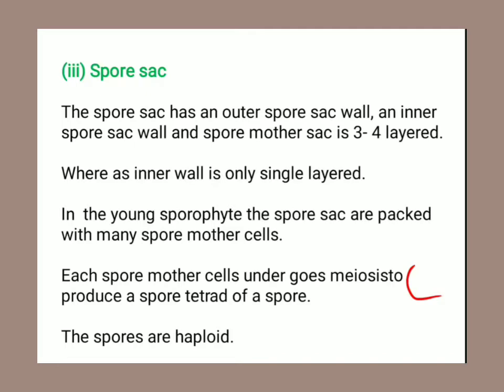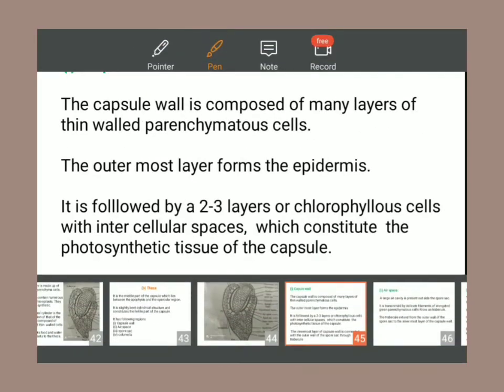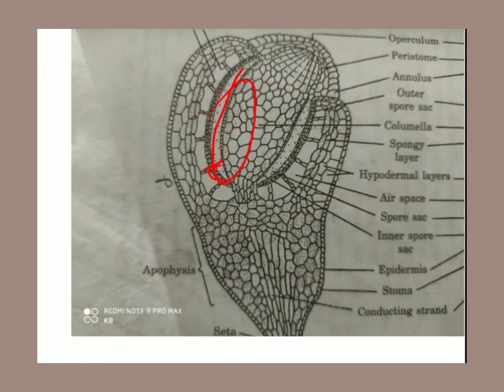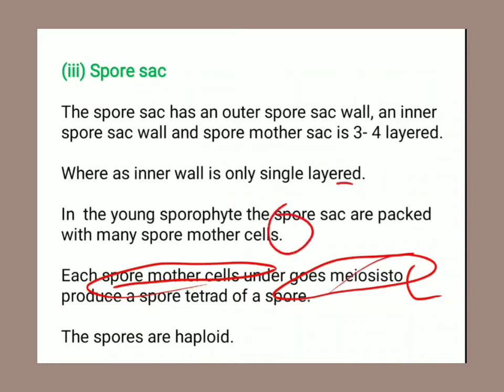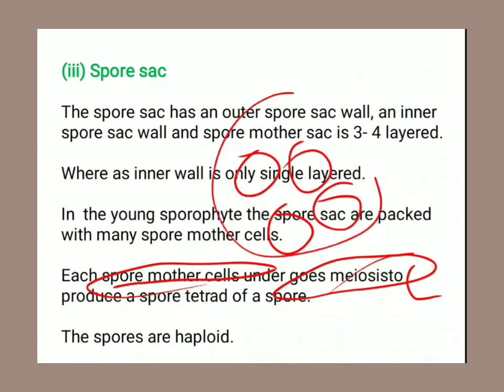Okay, in this figure you can see this is the spore sac, on both sides, this and this. In the spore sac the spore mother cells are present, and each spore mother cell undergoes meiotic division and develops a tetrad of four spores, and these spores are now haploid.